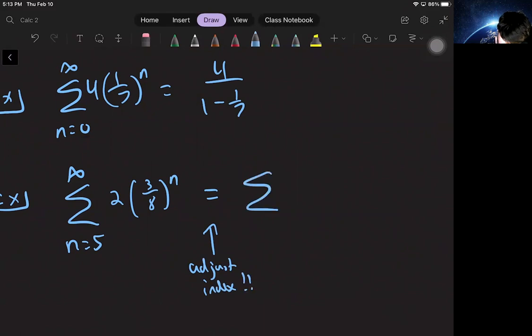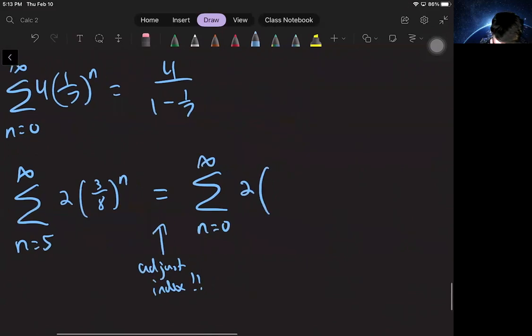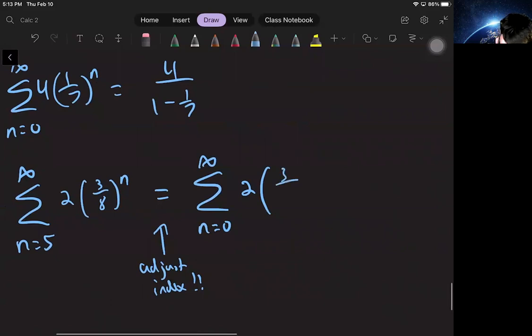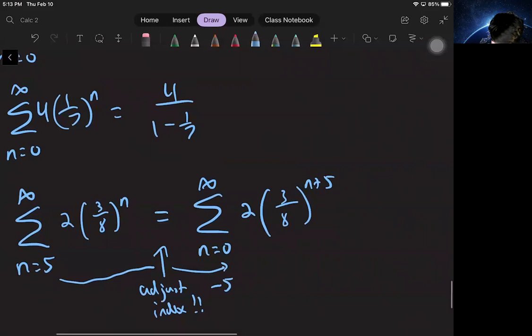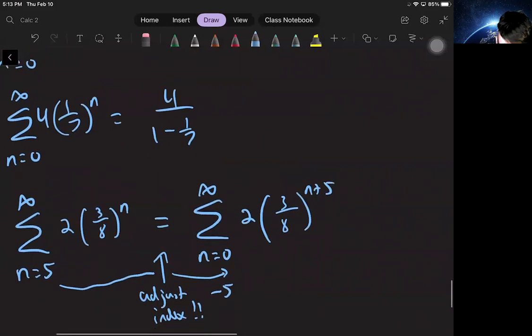So it has to start at 0 for me to use this formula. So I change it to 0, but then what does that do? Well, I subtracted 5 from the index, so I have to add 5 for it to still be the same series. And then it's still not exactly in the right form because we have this extra +5 here.